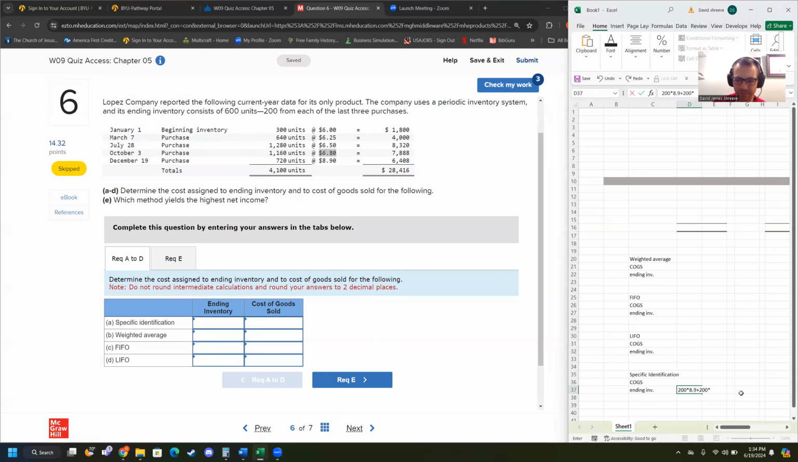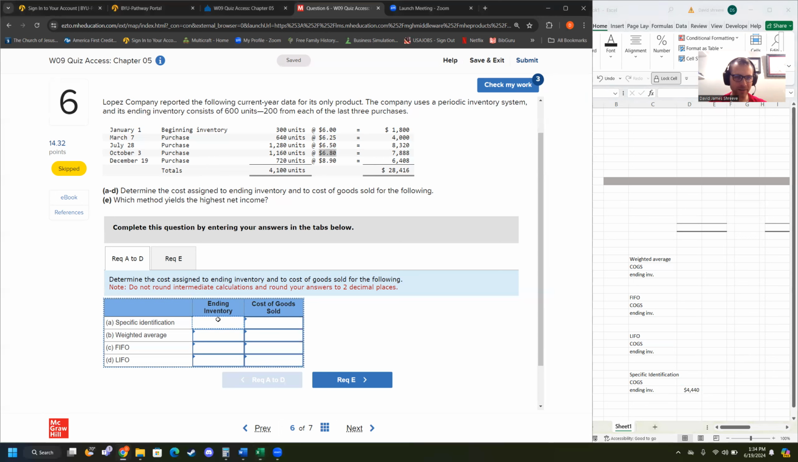Okay, so 6.8 and plus another 200 times 6.5. And that will actually give us our ending inventory for specific. Oh, but you also have to put an equal sign at the beginning of your equations for them to be equations. There you go. 4,440. So ending inventory is 4,440.